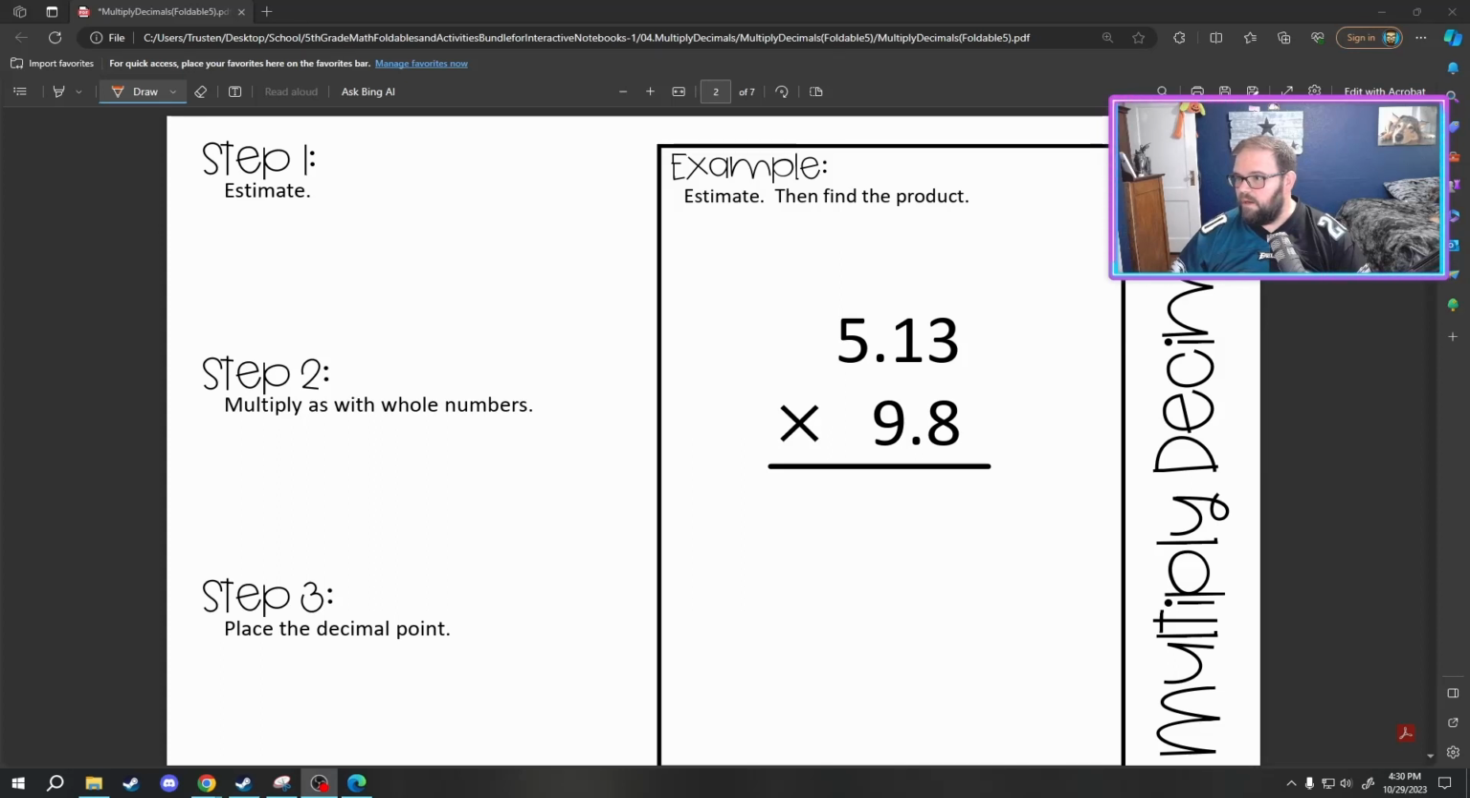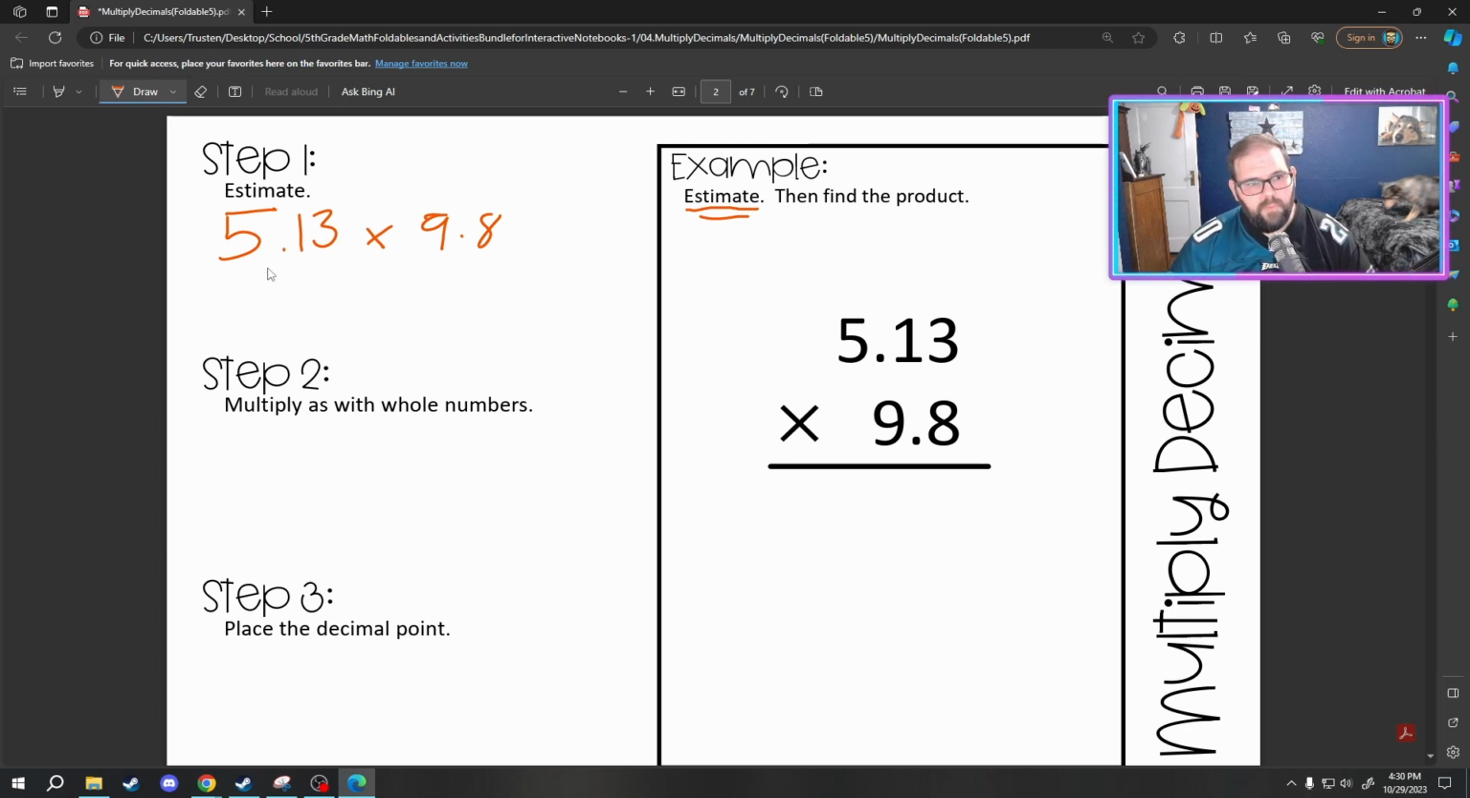All right. So now that we have everything glued in here, let's take a look at our work. This is what we are working on here, and I have this up on my screen. So step 1 is estimate. Our example over here says estimate, then find the product. So we have to make sure that we are estimating. And we have 5 and 13 hundredths times 9 and 8/10.